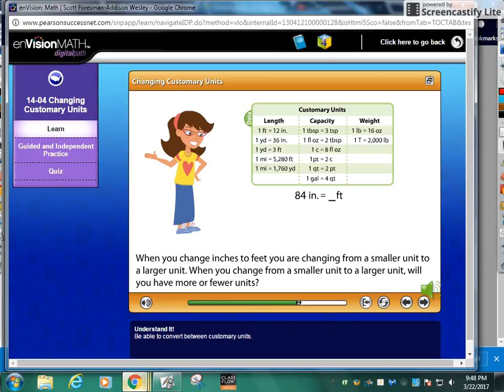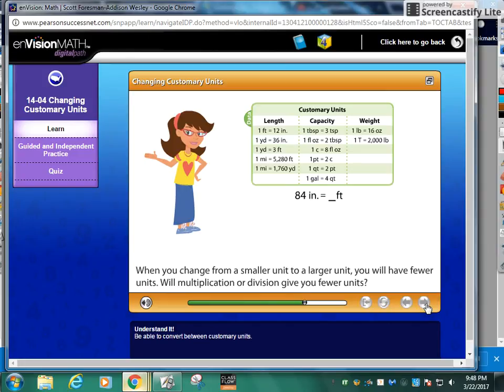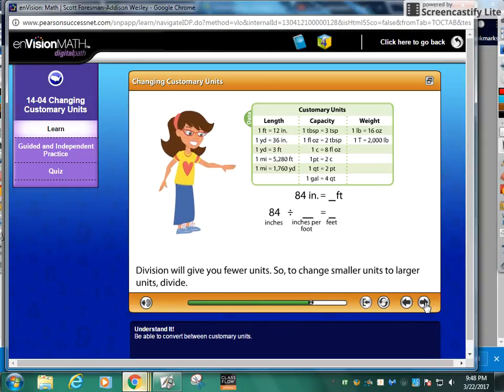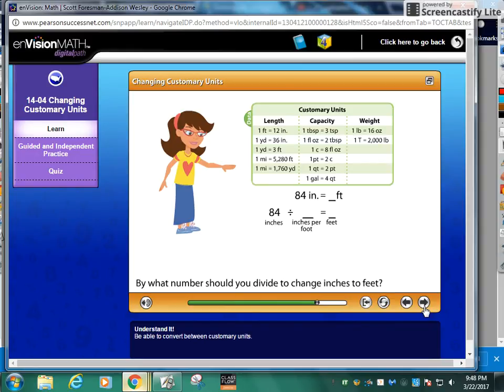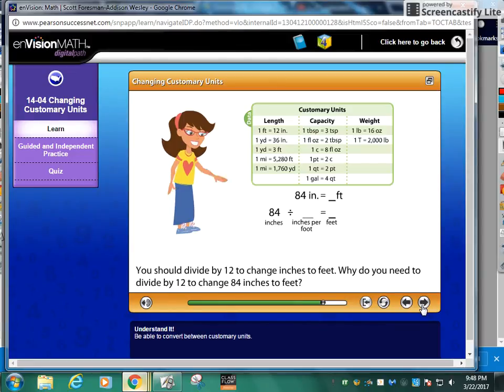When you change from a smaller unit to a larger unit, will you have more or fewer units? You will have fewer units. Will multiplication or division give you fewer units? Since your number is getting smaller, you're going to divide. Division will give you fewer units. So, to change smaller units to larger units, divide. By what number should you divide to change inches to feet? How many inches are in a foot? You should divide by 12 to change inches to feet.